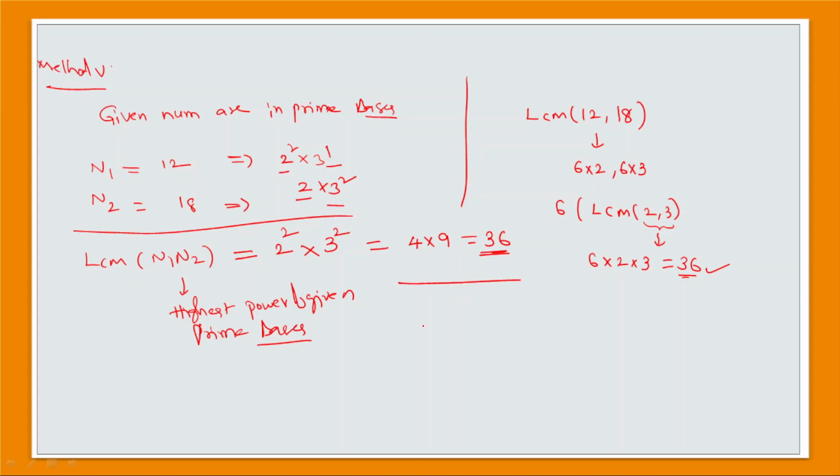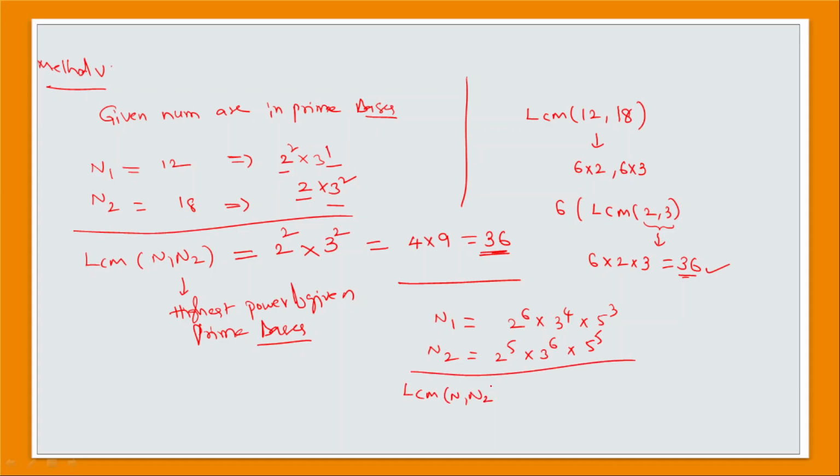Let us consider one more example for better understanding. Here n1 is given as 2 power 6 into 3 power 4 into 5 cube, and n2 is given as 2 power 5 into 3 power 6 into 5 power 5. Now we need to find the LCM of n1 and n2 here.